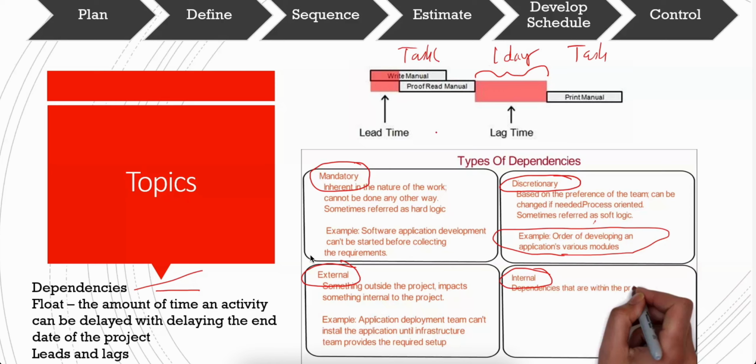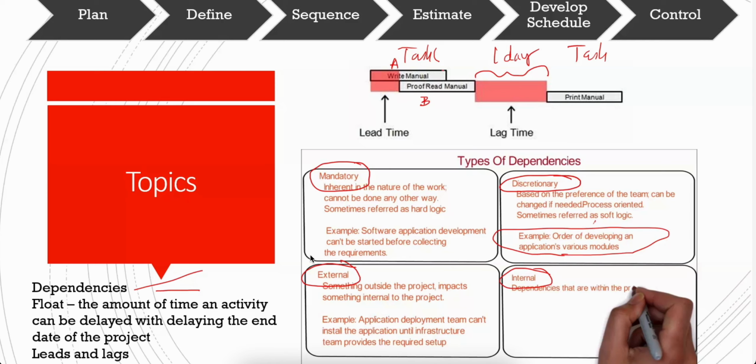Lead, be careful how lead is. You got two tasks, one is overlapping the other. Let's say task A and task B. B has started, but A has not finished yet. So there's a lead time here before the task B can start. This is the lead time.